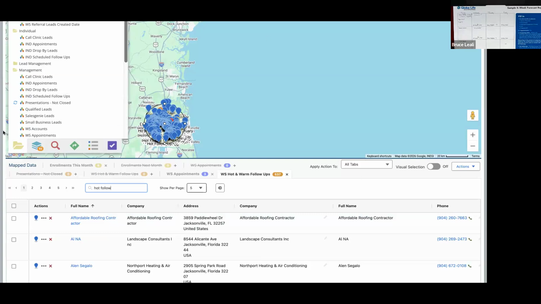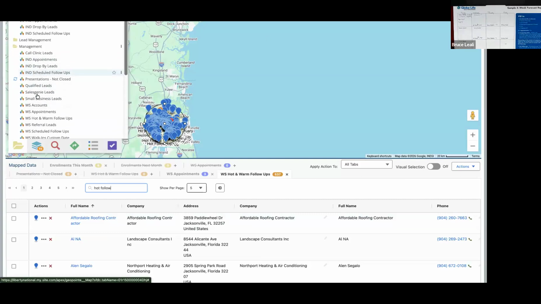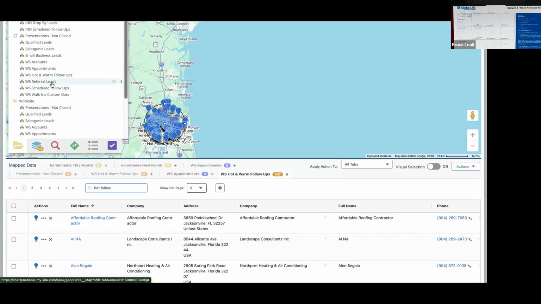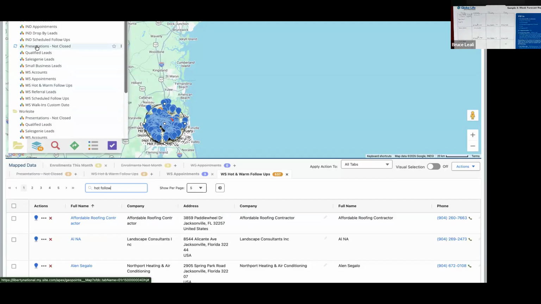All right. And this is one that's super important. You want to stay on top of. It's located, of course, in your worksite folder. But again, it goes back to we're in a follow-up business. So when I go into this, I'm going to click my presentation's not closed.